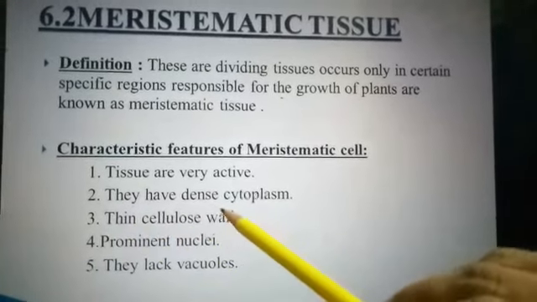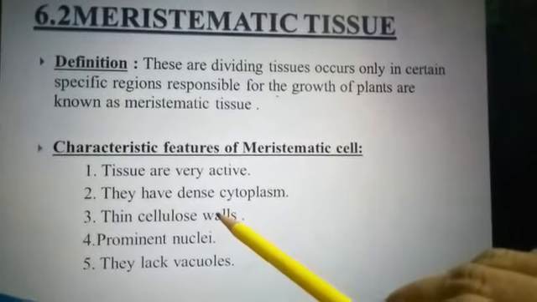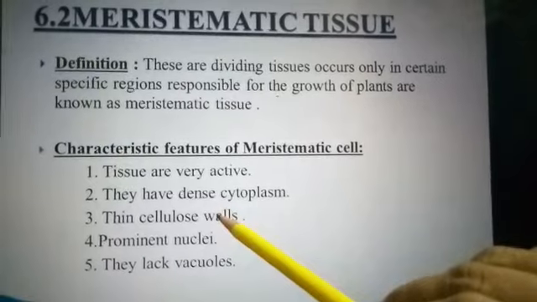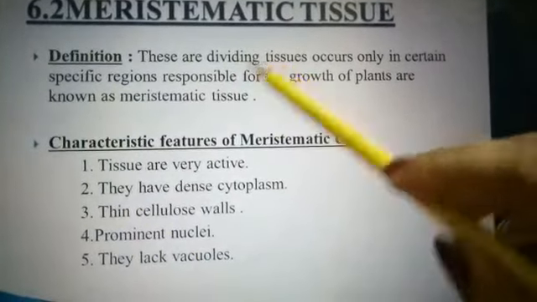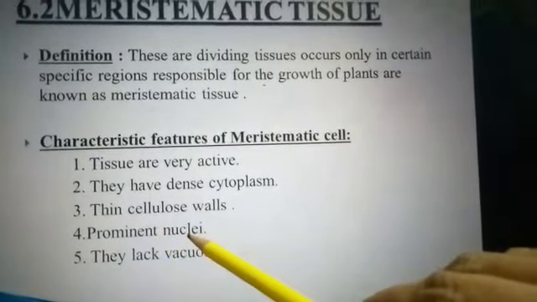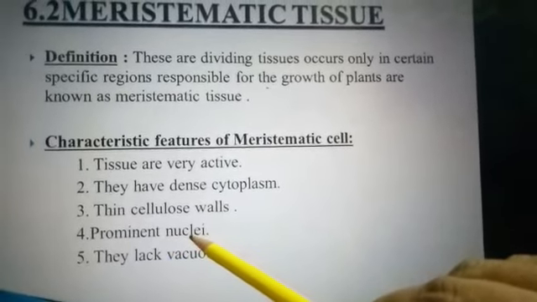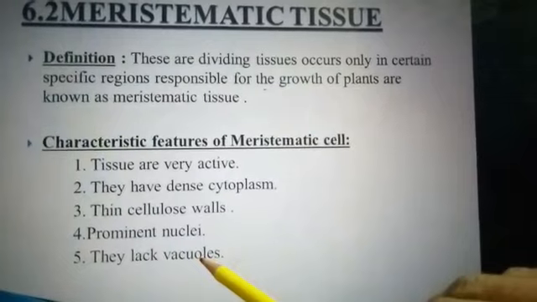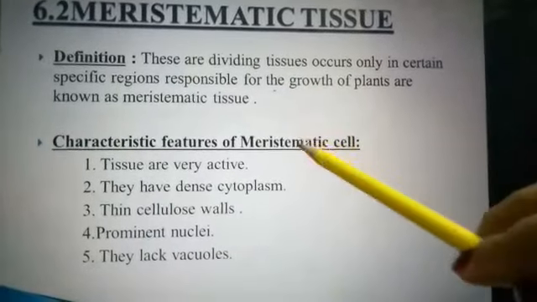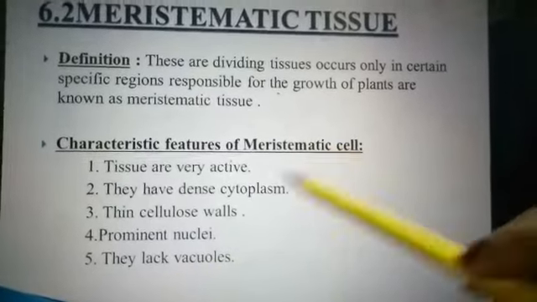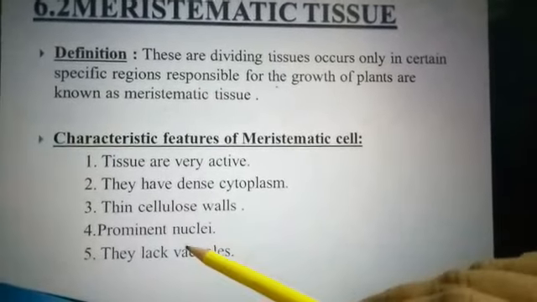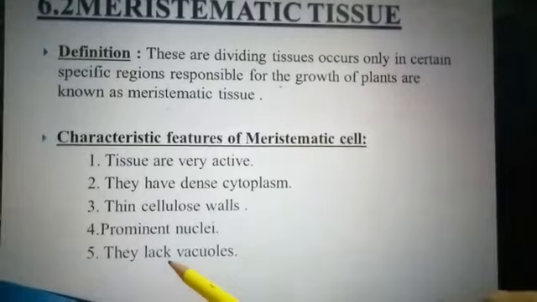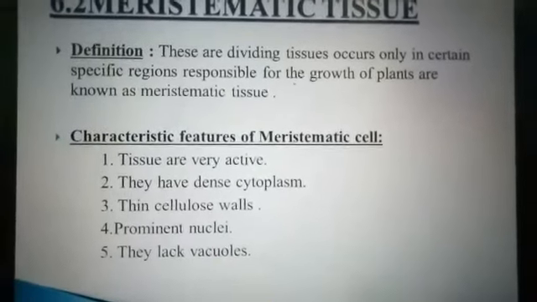Thin cellulose wall, why is it so? Because of the dividing nature. If the wall is thin, then only they are able to divide. And then prominent nuclei. Prominent nuclei means active nuclei. Understood? They lack vacuole because in a meristematic cell there is no need of storage. Vacuole function is storage, right? So there is no need of storage, so they lack vacuoles, means vacuoles are not present.